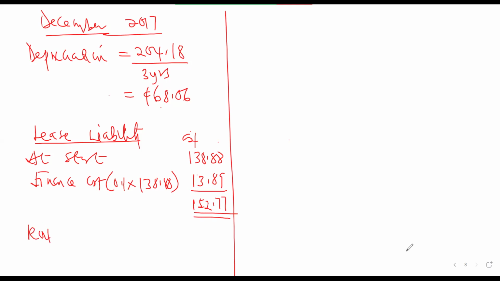So you can find the carrying value of your right of use at this date. The right of use will be equal to 204.18 minus 68.06. Then you have our carrying value there. 204.18 minus 68.06. We have 136.12. Okay, this is all about this. This is all about what they're asking you to do.